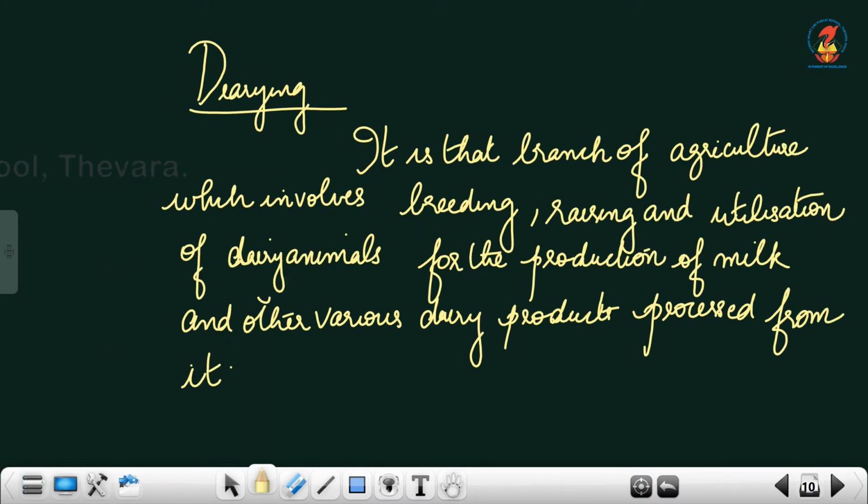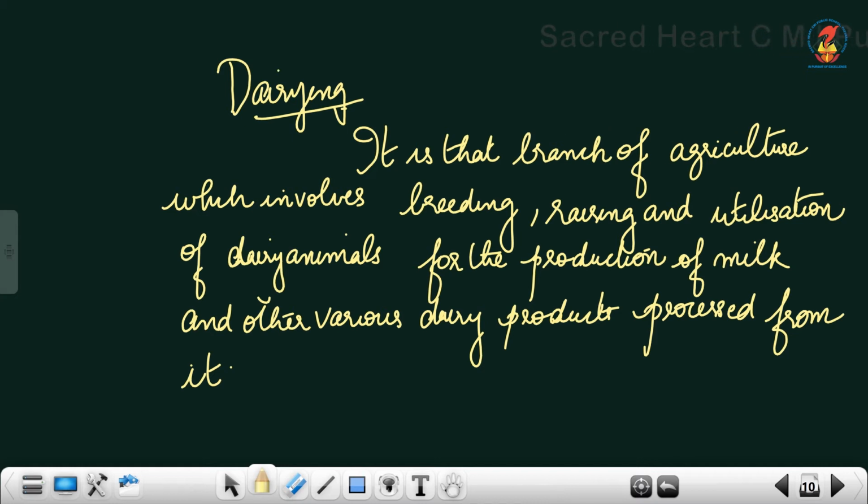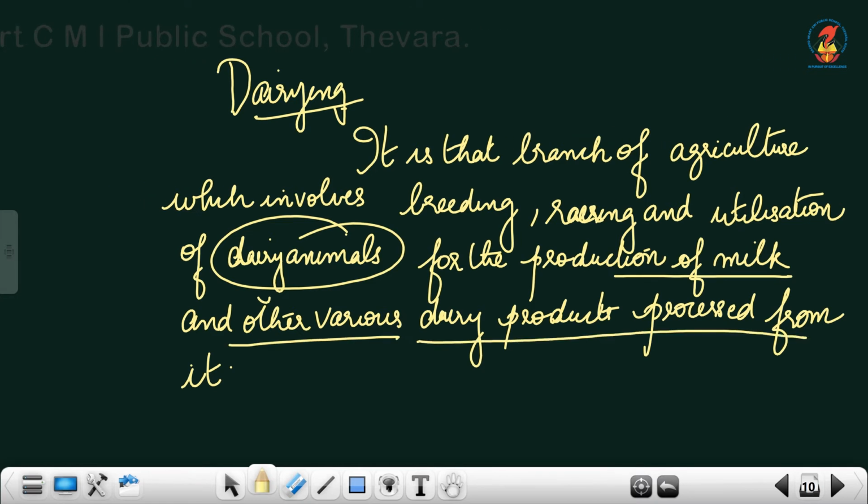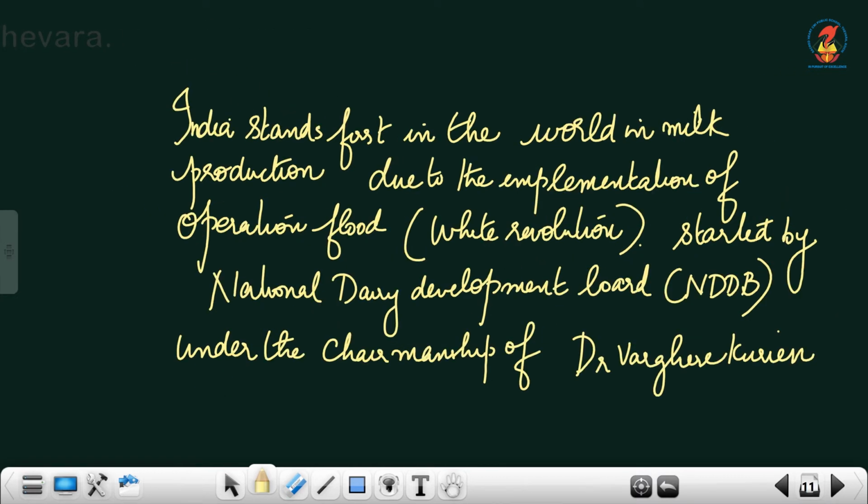Then comes the next, which is dairying. Now what is meant by dairying? It is that branch of agriculture which involves the breeding, then rearing, and utilization of dairy animals. For what? For the production of milk and other various dairy products processed from it. You know, milk, ghee, curd, etc. So no need of wide explanation for that.